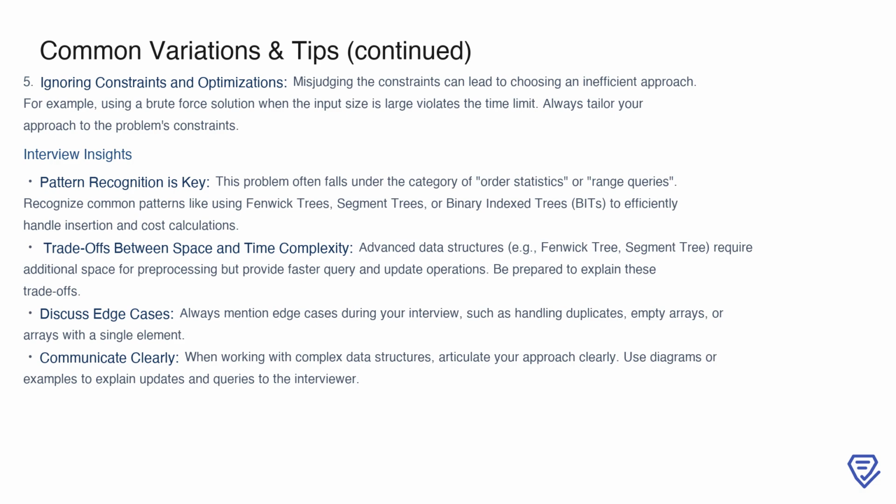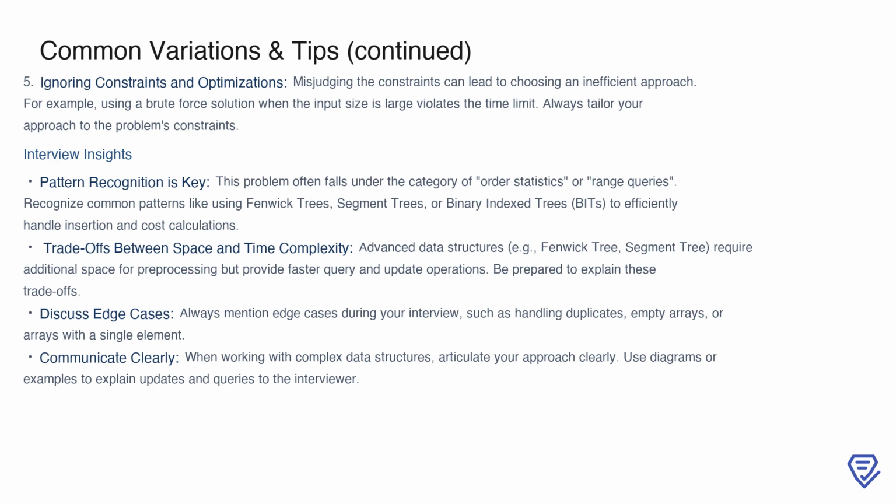From an interview perspective, recognize that this problem aligns with patterns like order statistics or range queries. Data structures like Fenwick trees, segment trees, or binary index trees are commonly employed to efficiently manage insertion and cost calculations. Be prepared to discuss the trade-offs between space and time complexity when using advanced structures. While these data structures offer faster query and update operations, they also require additional space for pre-processing. Interviewers often appreciate a discussion of these trade-offs.